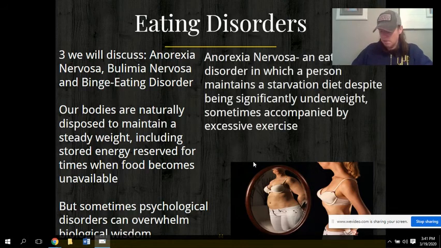So the first one is anorexia. The technical name is anorexia nervosa. So let's write that down. So anorexia is an eating disorder in which a person, or I should say it like I said the others, an eating disorder in which, I'll start the same.